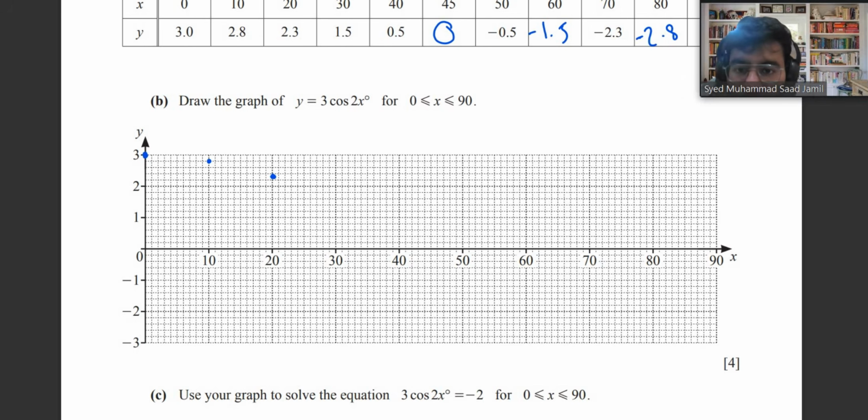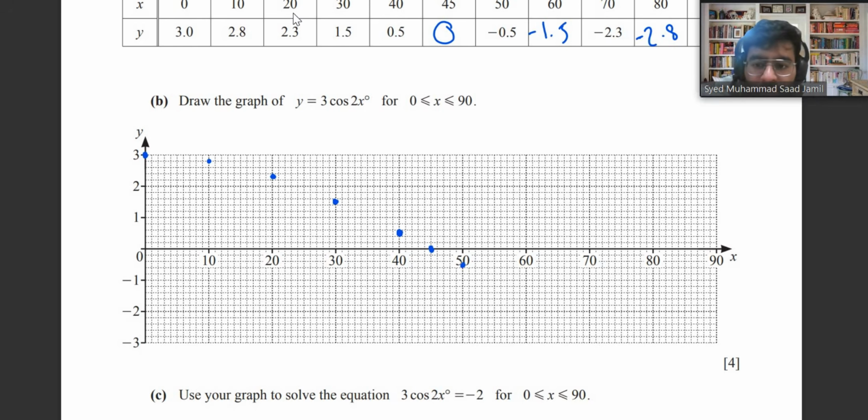X is 30, it's 1.5. So 1, 1.2, 1.5. When x is 40, it's 0.5. So 0.2, 0.4, 0.5. When it's 45, 45 is over here. So it's 0. When it's 50, it's negative 0.5. So 0.2, 0.4.